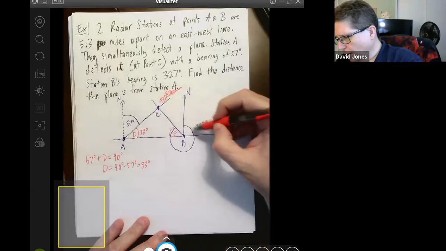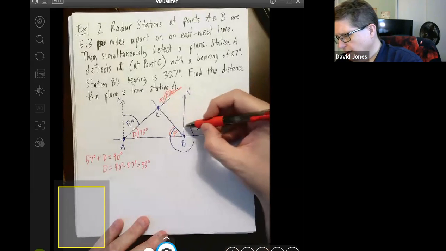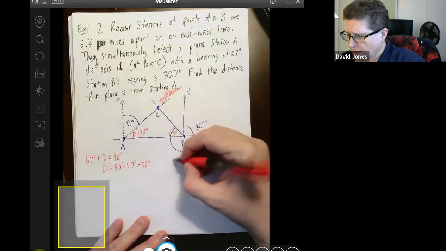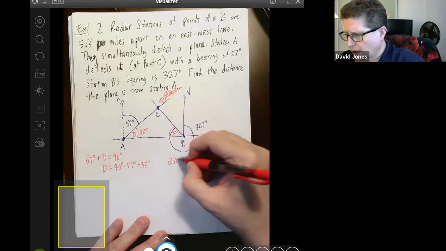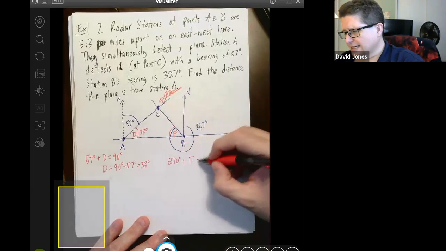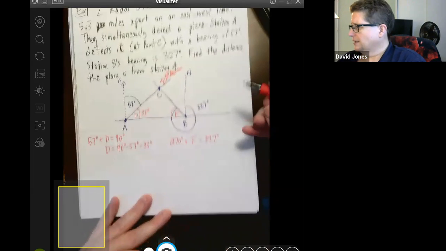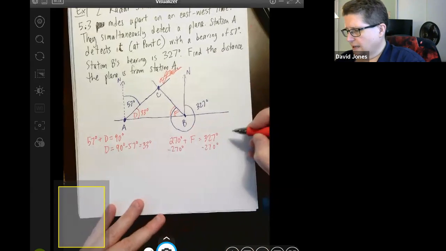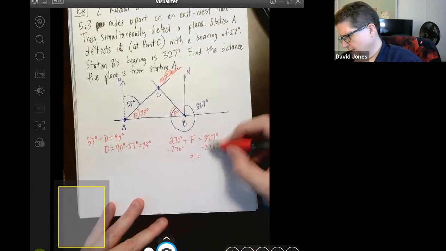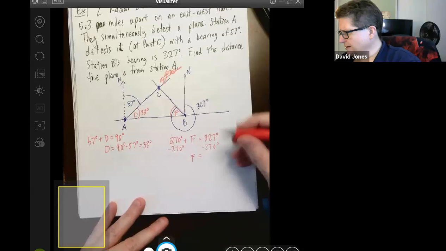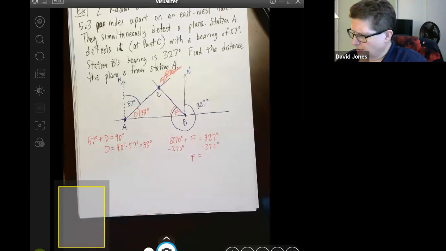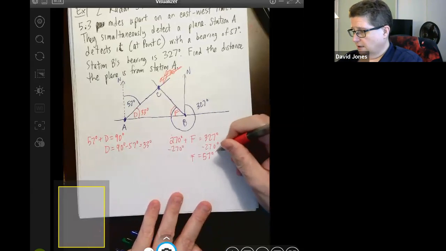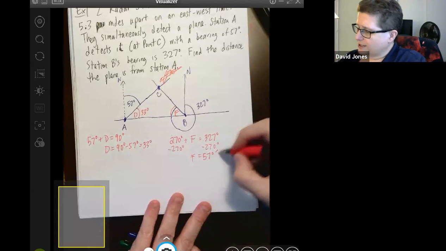We know if we go all the way around, this is 270 right here. So 270 plus F has to equal 327 degrees. We'll subtract 270. And I get F equals, what is that, 53 degrees? Oh, no, I'm sorry, 57 degrees? Yeah, that's 57 degrees. Okay.